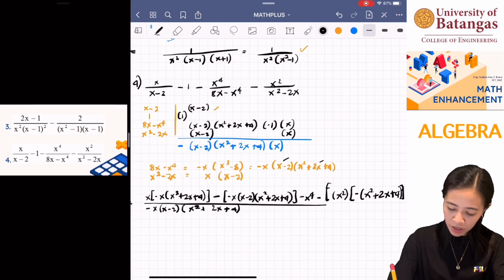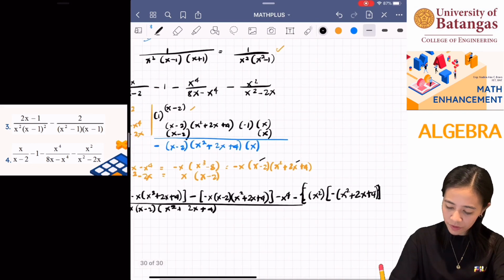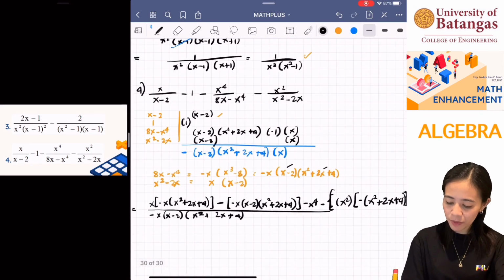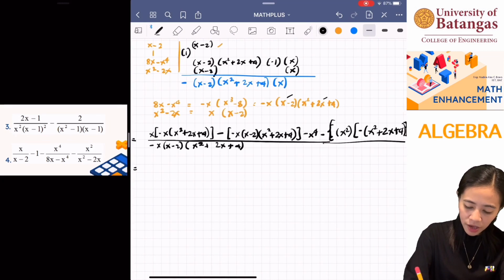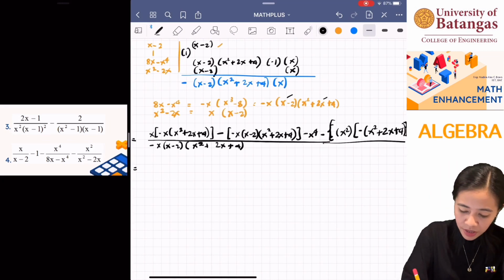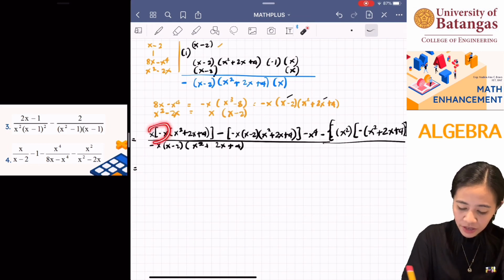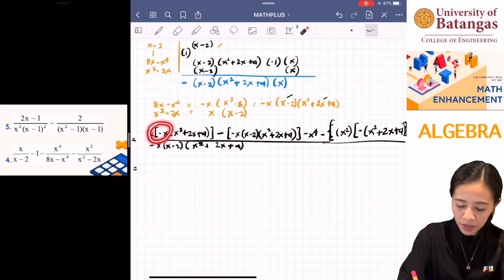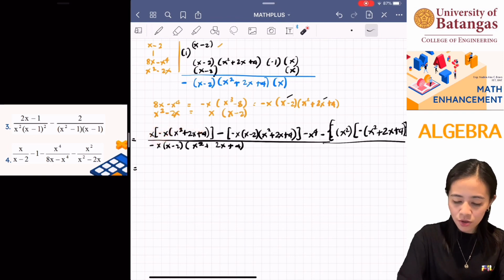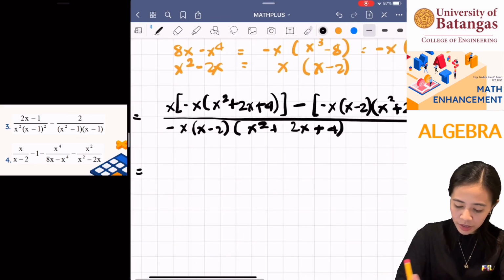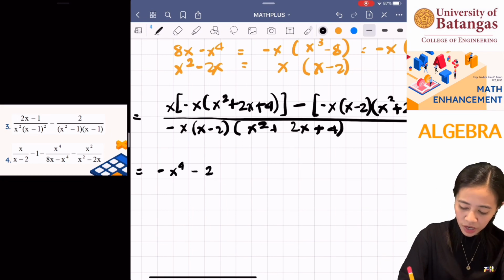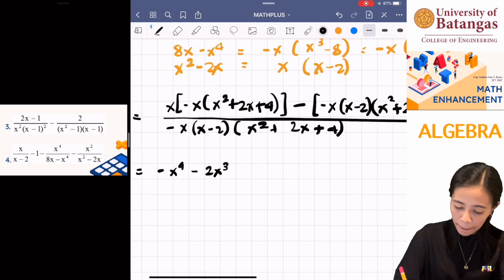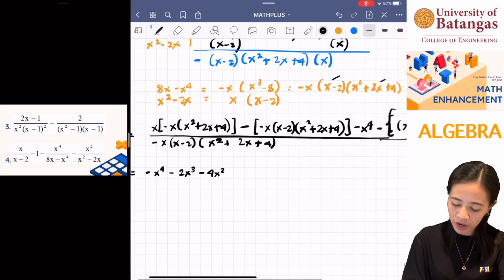Okay. So, dapat braces pala. Di ba? Okay, let's expand the numerator para ma-simplify natin 'to. So, we have x, negative x squared, actually. You have negative x squared that will be distributed to this trinomial. So, that will be negative x to the fourth, okay, negative 2x cubed, negative 4x squared, okay.